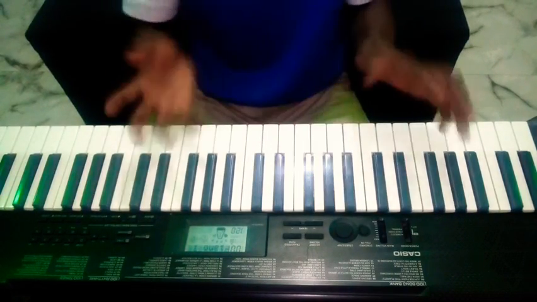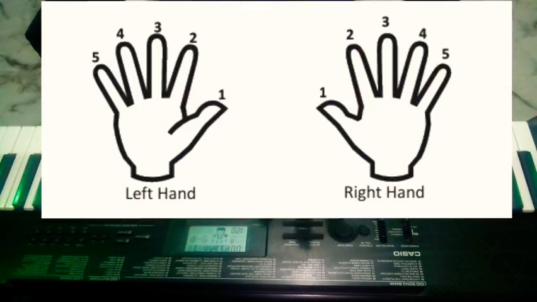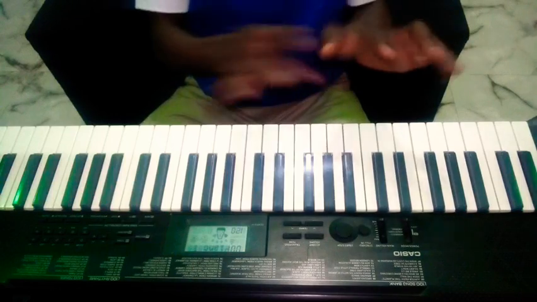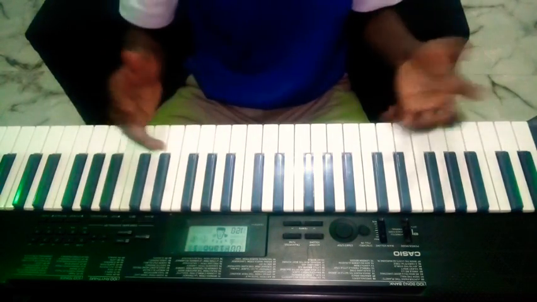Now we have our left hand, which will be 5, 4, 3, 2, 1. You start from the little finger. The little finger is your 5, 4, 3, 2, 1. Then the right hand starts on your thumb. It will be 1, 2, 3, 4, 5. If you look at it very well, it's actually the same thing, just that your thumb on the left hand is here, while on the right hand it is here. So it's actually the same thing.